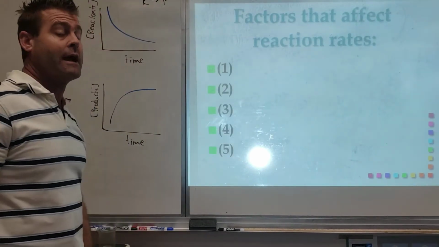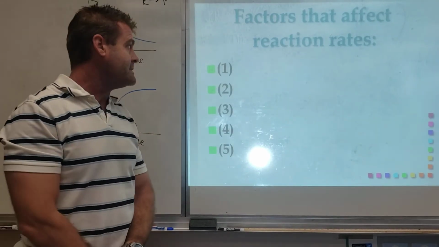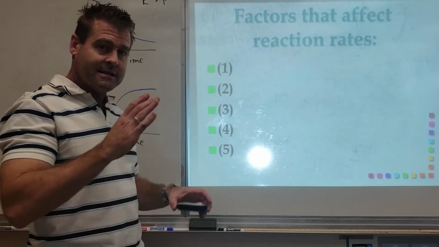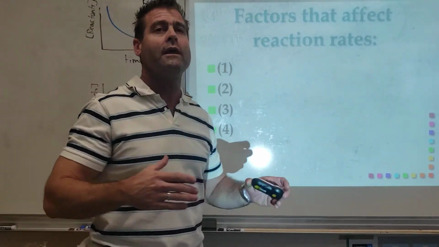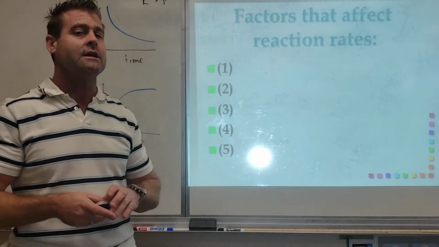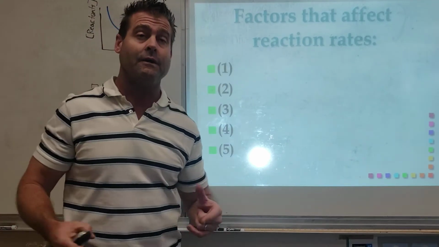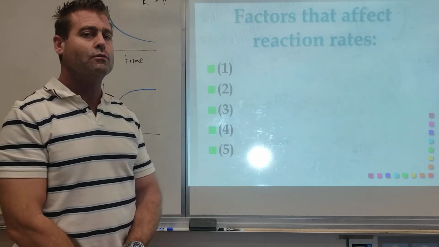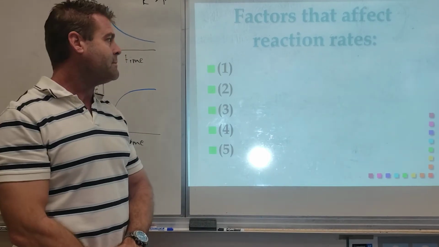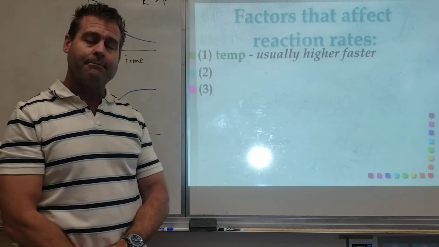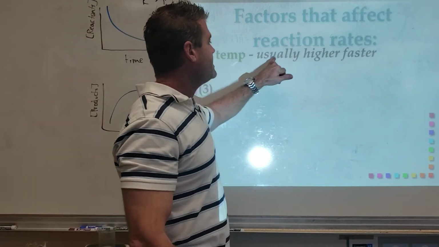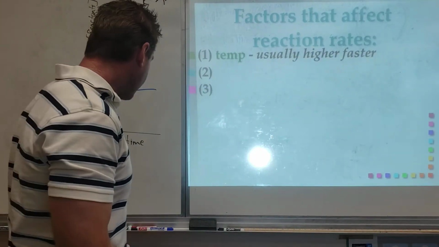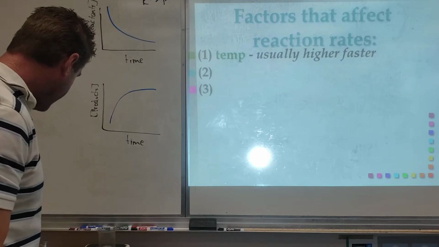Okay, factors that affect reaction rates. This is kind of the crux of the lesson today. I wanted you to pause this and try to think, what factor do you think we could change? I'm thinking the first one you should get. What's a factor that might affect how fast a reaction occurs? What could you change? I think a lot of you might guess the temperature. And typically, usually the higher the temperature, the faster the reaction. Let me show you an example of that.